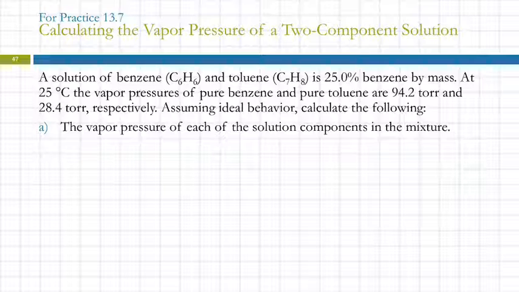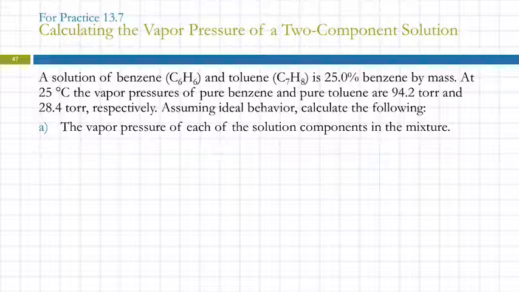Okay, a solution of benzene and toluene is 25% benzene by mass. At 25 degrees Celsius, the vapor pressures of pure benzene and pure toluene are 94.2 torr and 28.4 torr, respectively. Assuming ideal behavior, calculate the following. The vapor pressure of each of the solution components in the mixture.